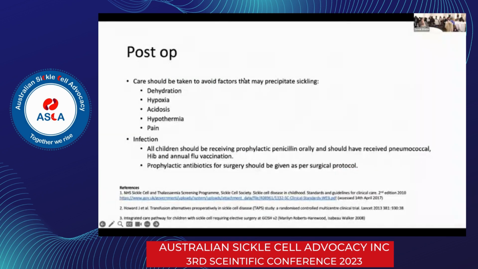Things that can affect the patient specifically in sickle cell post-op are dehydration, hypoxia, acidosis, hypothermia, and pain. When you ask anaesthetists to avoid these 5 things, they say, well, that's what we do with every patient. But I think with sickle cell specifically, we have to be quite careful not to be outside the ranges for those post-op factors.